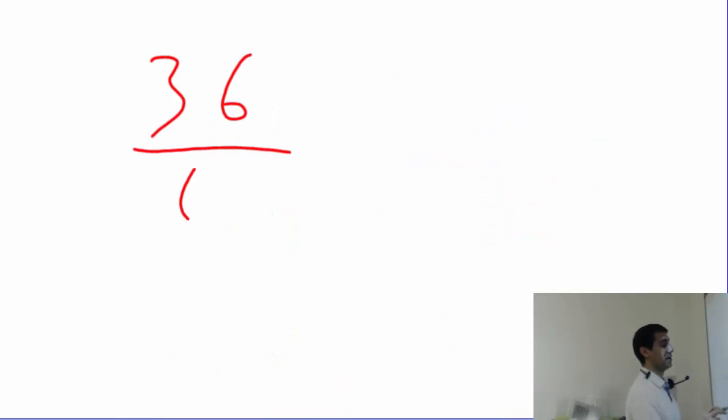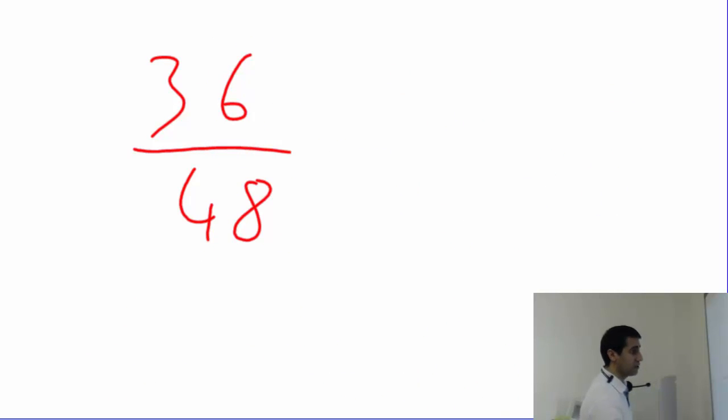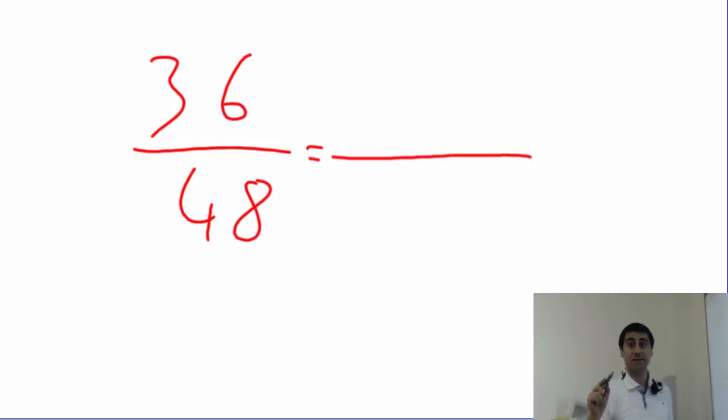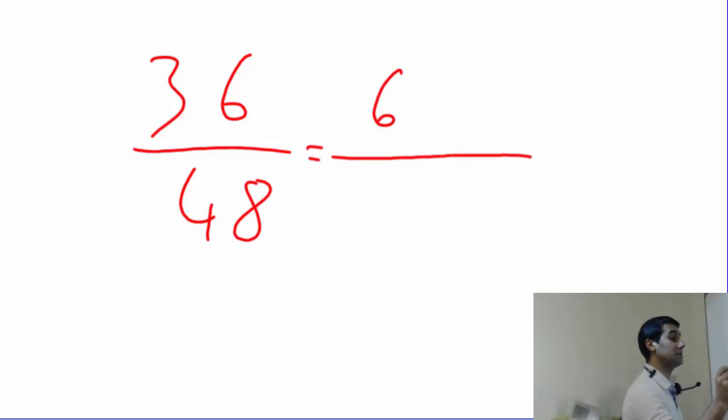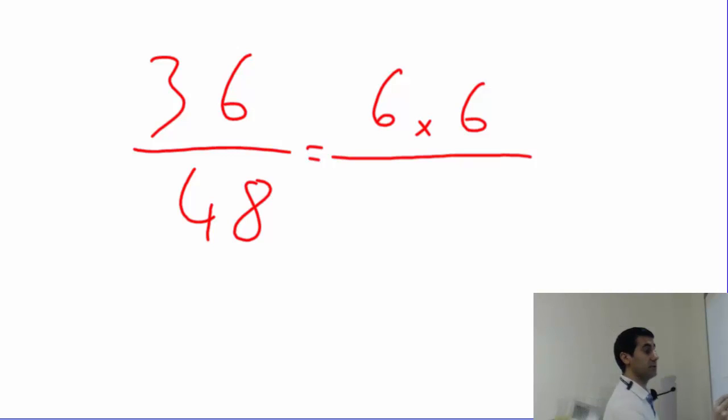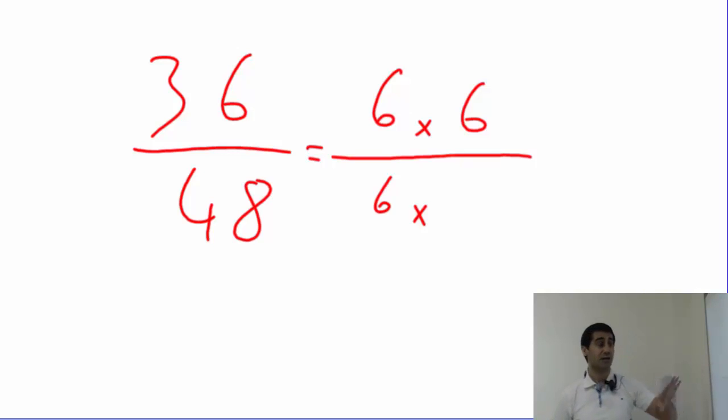36 divided by 48. So, let's look at 36. Well, I know by heart, 6 times 6 is 36, so I'm just going to go with that. 6 times 6 is 36. Now, 6 times what is 48? Is it possible? If not, I can simplify with the 6. But let's see if it is possible.